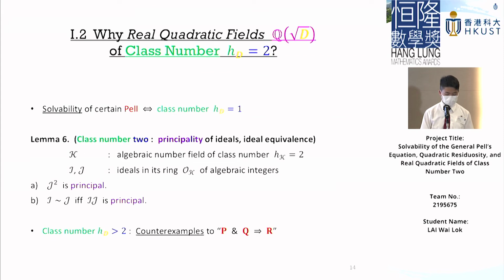Moreover, why class number 2? Whether Q root D has class number 1 has already been known equivalent to the solvability of certain cases of the Pell equation. For higher class numbers, I have found counterexamples to Theorem B's assertion that P and Q implies R. And when an algebraic number field has class number 2, the principality of ideals enjoys these nice properties as in lemma 6, opening up an algebraic approach to study the Pell equation.